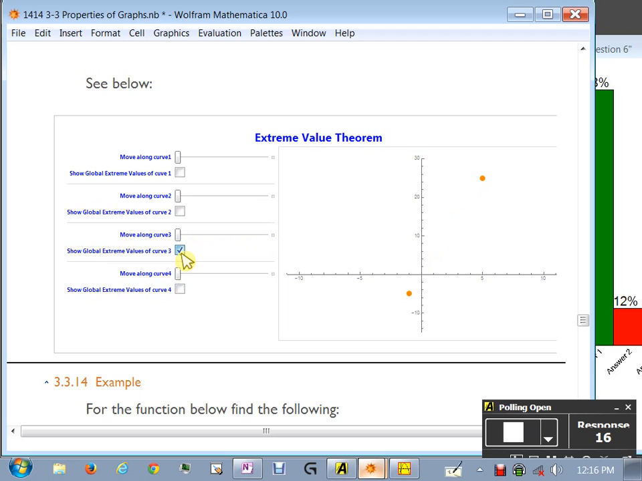Now look at this one. I created an asymptote and then continued from that asymptote on. What do you think? The extreme value theorem does not apply. Why? I'd have to pick up my pencil to draw that, right? So the theorem doesn't apply.